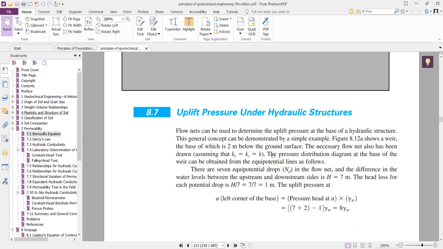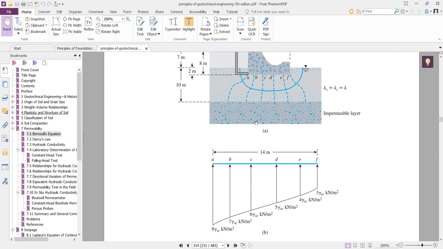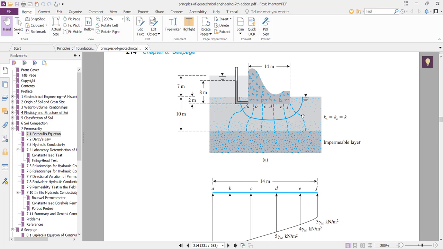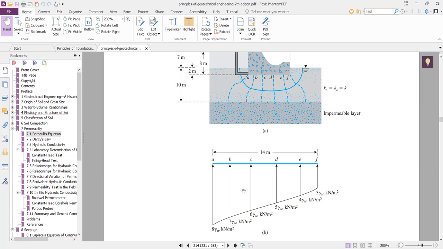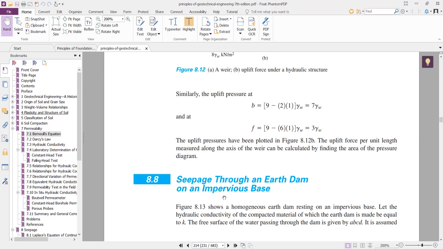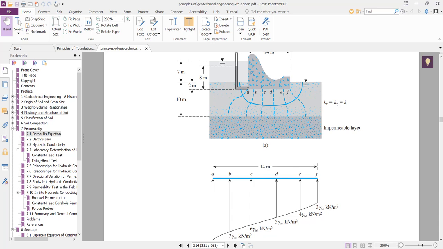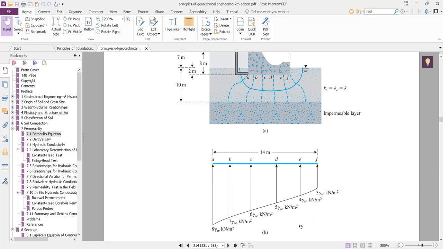So there will be uplift pressure under the hydraulic structure. One of the most important things is to measure the uplift pressure, because if there is a difference in pressure between the upstream and the downstream, the water is moving here, and there will be pressure at these nodes, and we need to calculate this pressure through this equation. Here is the drop in pressure: one drop, two drops, three drops, four drops, five drops, and six drops, and we can calculate it as we can see here.